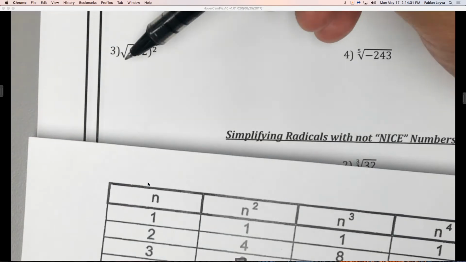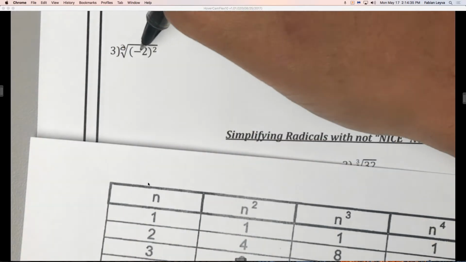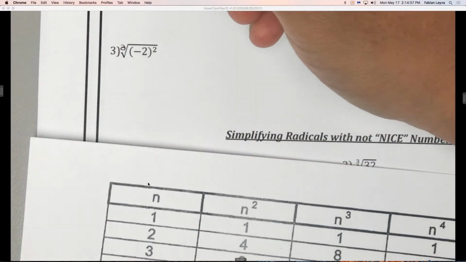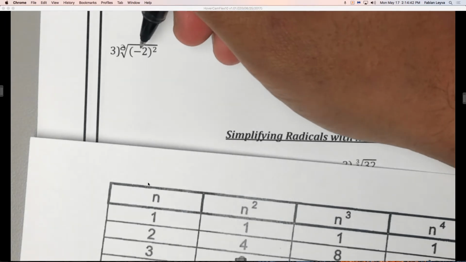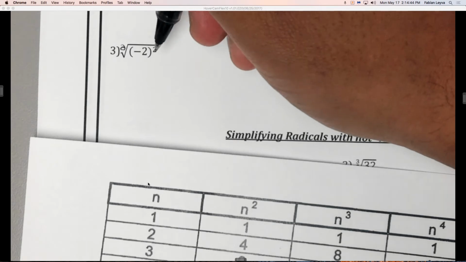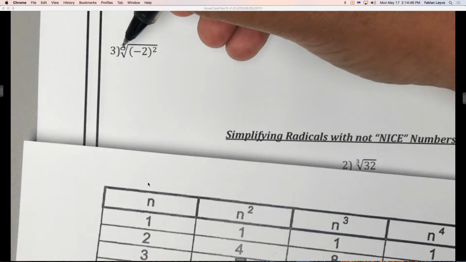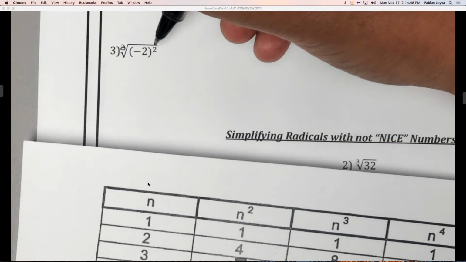Now, notice here that you have a square root, because we just said that there is a square in a... how would I say this? We just talked that there is a 2 inside the index when there's nothing there. Now, notice you're taking the square root of a negative 2 squared.